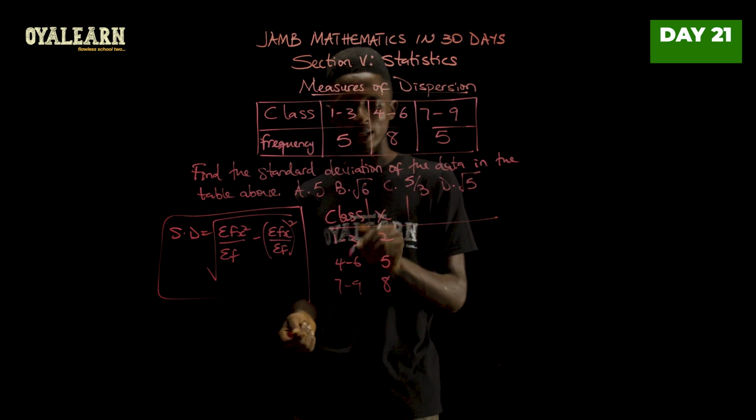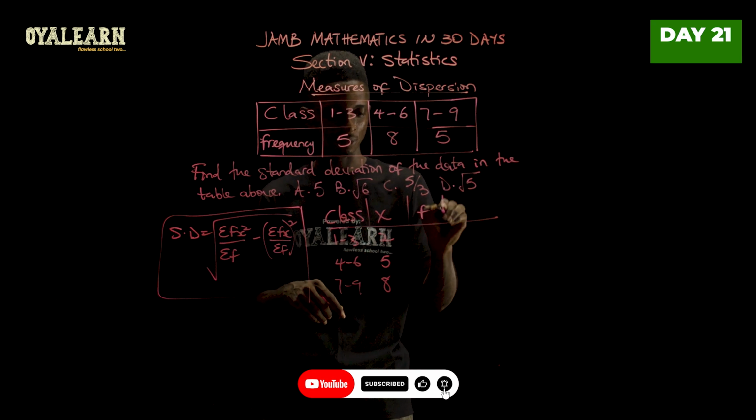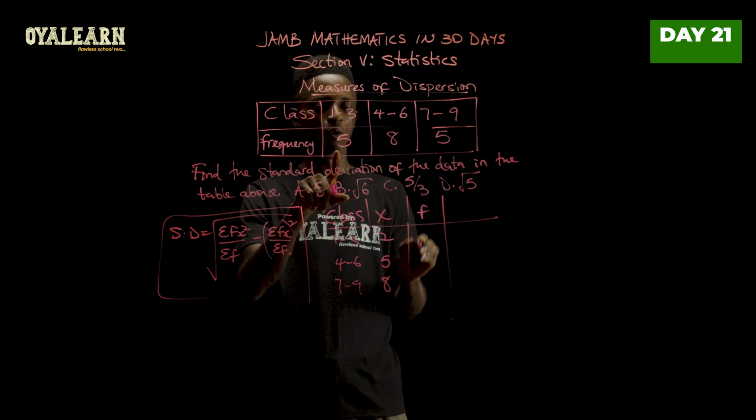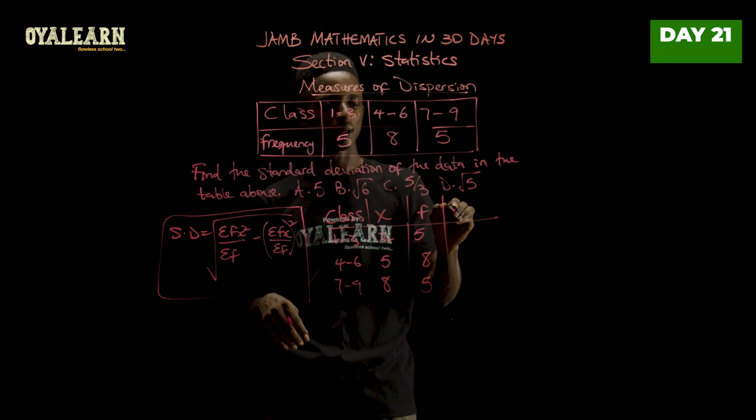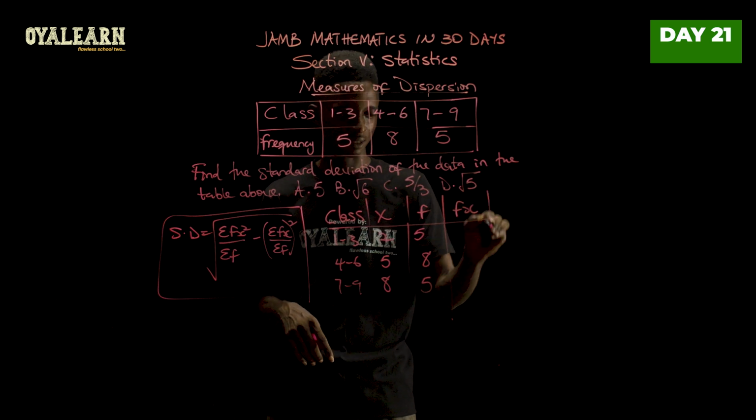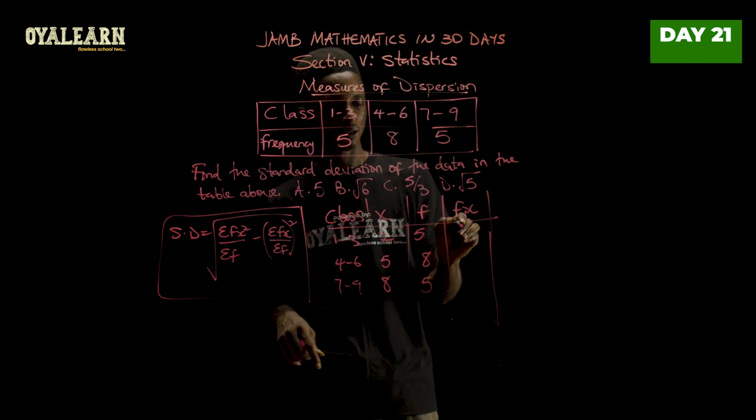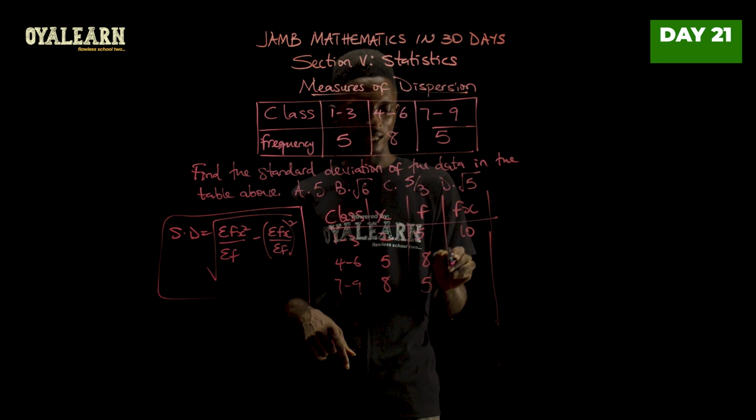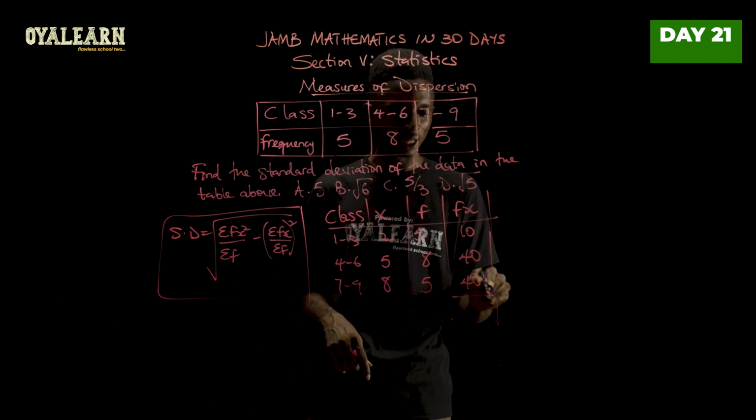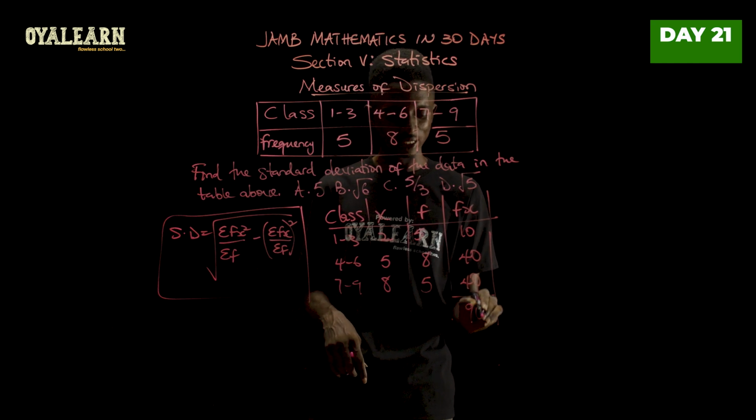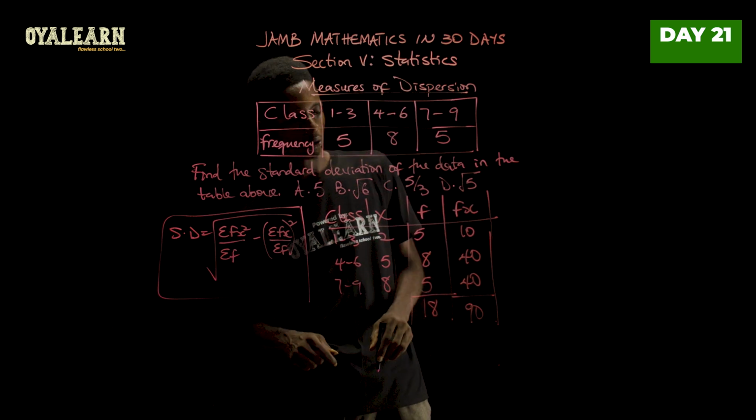Now we move on from here to then do fx. Let's put in the f first, frequency. So to put in the frequency here, we have 5, we have 8, and then we have 5. Now we can go on to find fx. fx means we're going to multiply f and x. So 2 times 5, that's 10. 5 times 8, that's 40. And then 8 times 5 is 40. So let's do summation fx at this point, which will be 90. Summation f at this point is 18. So let's take note of that.